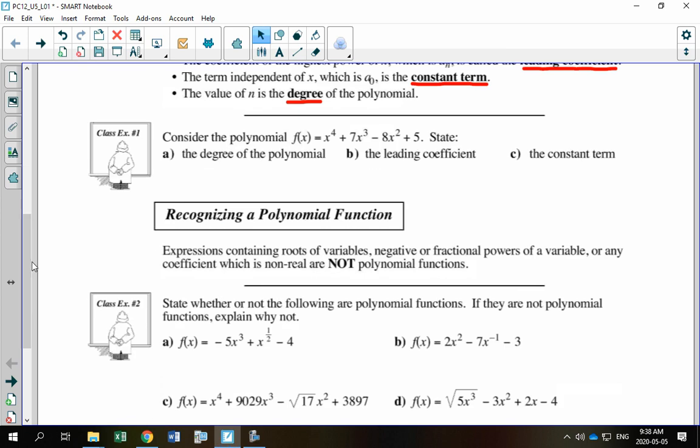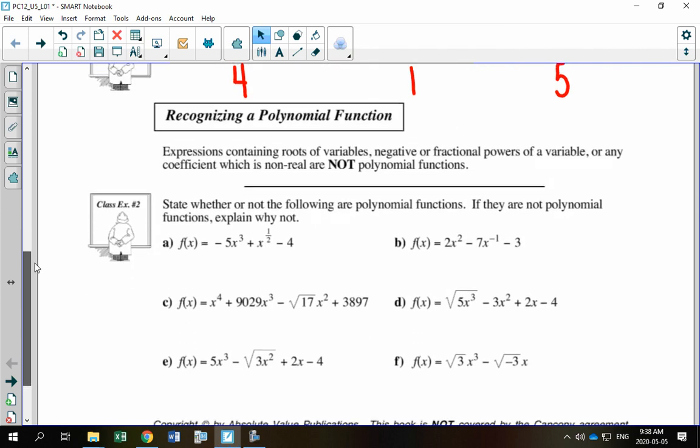Okay, so class example 1. Consider this polynomial here. State the degree of the polynomial. You take a look at all those exponents, and we notice that the highest one is 4. So this is a 4th degree polynomial. Then we look at that same term, and we take a look at the coefficient with it. So it has a lead coefficient of 1. And the constant term is the term at the back with no variable. So in this case, the constant is 5.